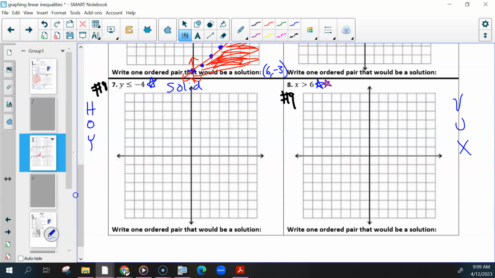And then if it's less than or equal to, is that going to be shaded above or below the line? Below. So with our y's, it's really easy to see above and below. The x's is a little bit different, but we'll talk about that. So horizontal line at -4, put a point at -4, draw a solid line straight across. It's shaded below, so directly below the line.